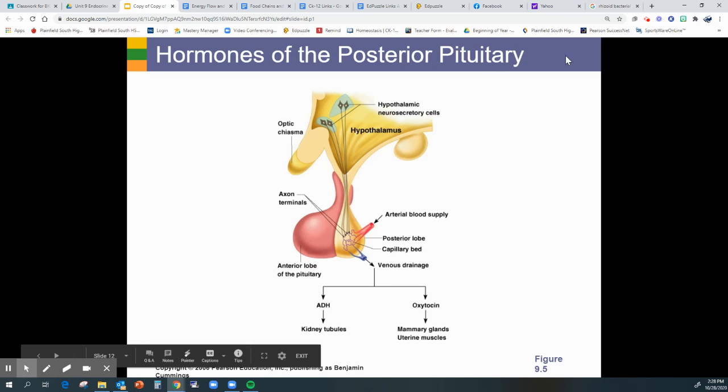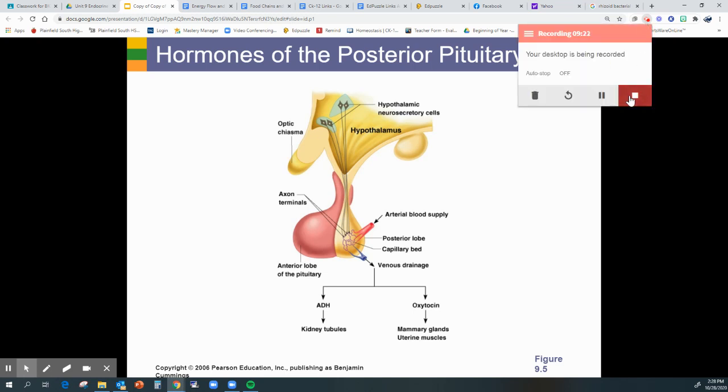Okay. All right, we're going to go ahead and stop there for the pituitary gland itself. Tomorrow, we'll cover a little bit of some of the conditions that can happen when those hormones have issues.